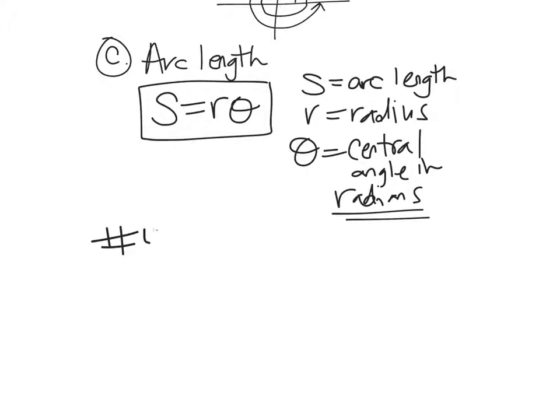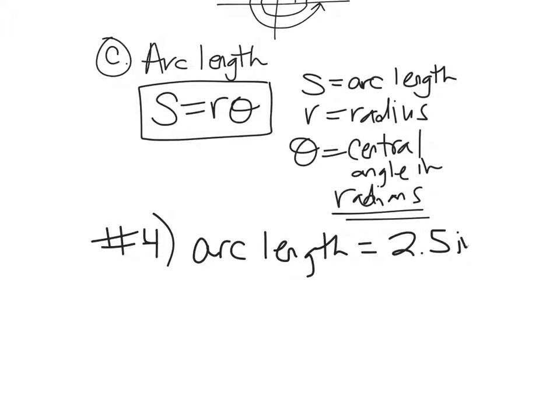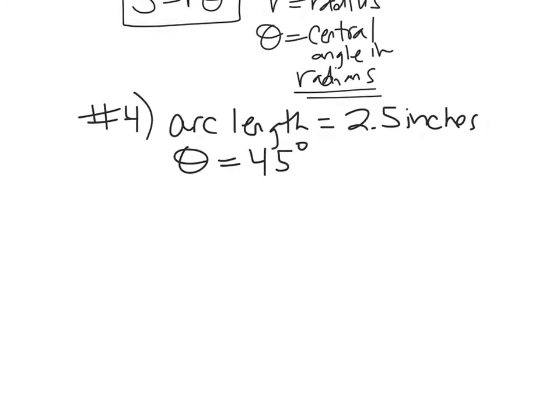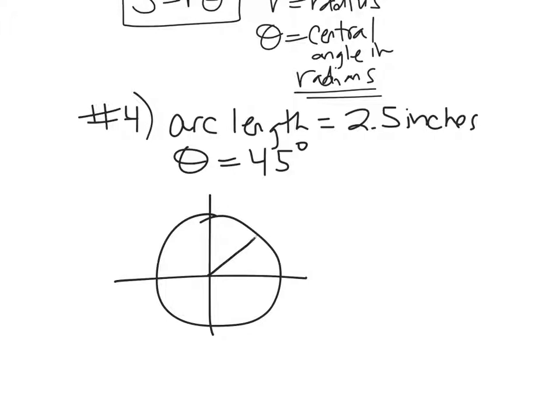Number 4. All right, they tell us that the arc length of a certain circle is 2.5 inches, and that the degree of the central angle is 45 degrees. So if I drew a picture of this, here's my 45-degree angle. This arc length right here is 2.5 inches. And guess what they want us to find? They want us to find the radius. Find the length of the radius.